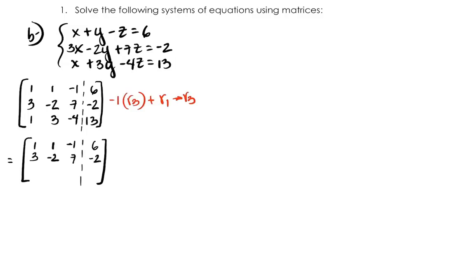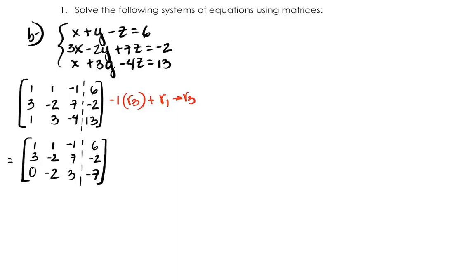Negative 1 times 1 is negative 1, plus 1 is 0. Negative 1 times 3 is negative 3, plus 1 is negative 2. Negative 1 times negative 4 is 4, plus negative 1 is 3. Negative 1 times 13 is negative 13, plus 6 is negative 7.